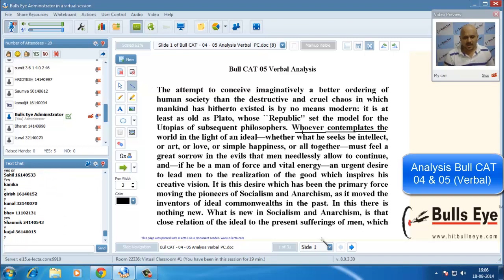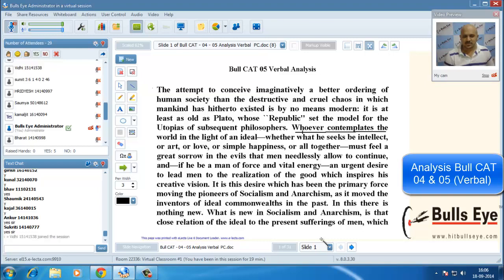Great. I can see some names which are the regular defaulters out here. I can see Sumit, Birangat. So the guys who are regularly here are here today as well. So that is good to see.